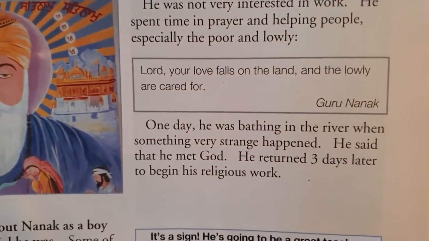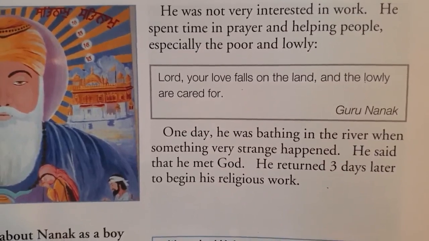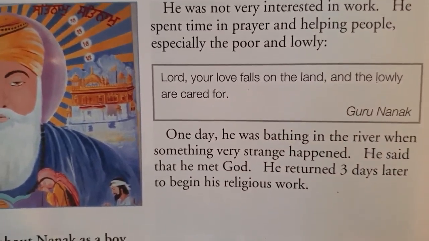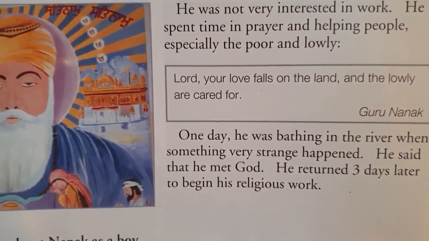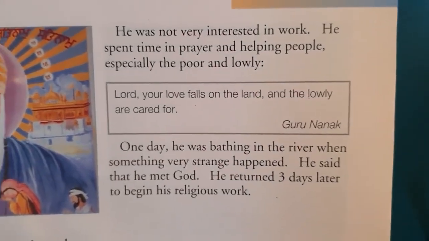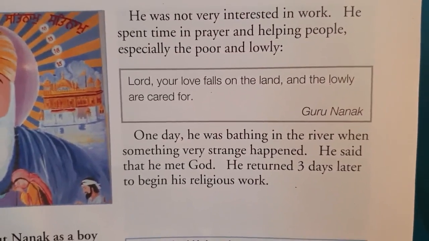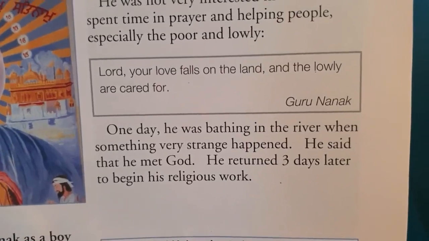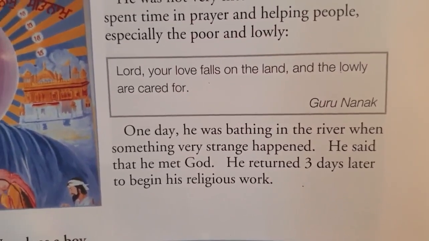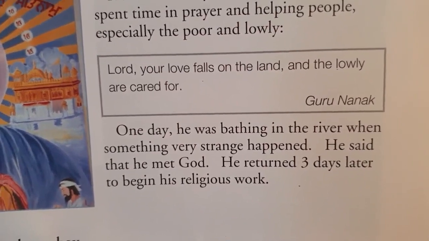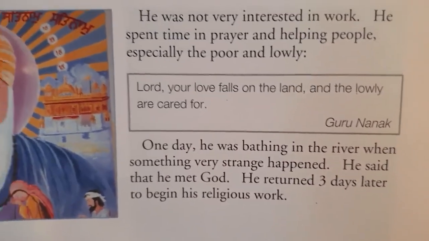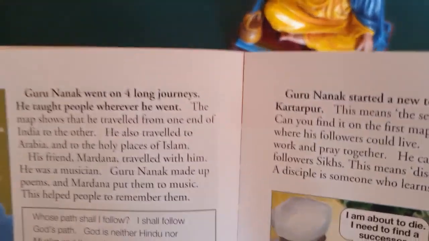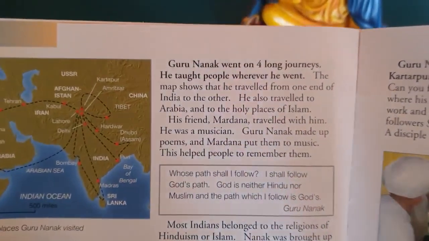One day he was bathing in a river when something very strange happened. He said that he met God. He returned 3 days later to begin his religious work. So basically he was in the river bathing, and his friends were around not knowing where he was, and he'd vanished into the river. And he believed, he said that he had been in the presence of God for those 3 days, and then emerged again, totally knowledgeable about how to live a good life. So once this had happened to him, the next bit says what he did about it.